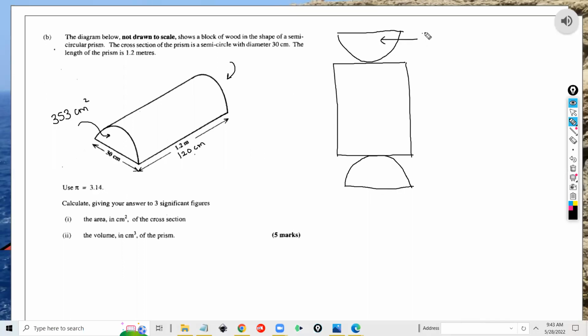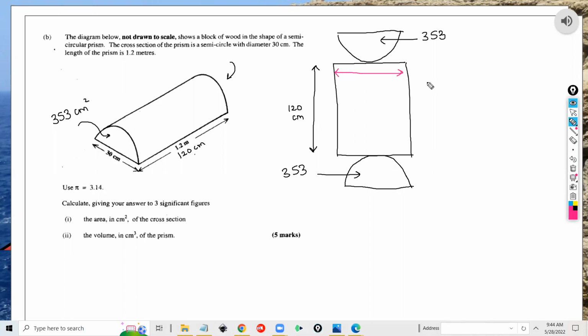We already know the area of this piece is 353, and the face behind is going to be exactly the same size. The question is, we need to find the area of the rectangle part. Now, we know the distance from here to here is 120 centimeters. I think that's understood by now. But who can tell me what is the distance from here to here?